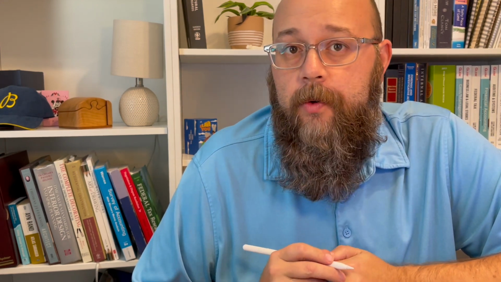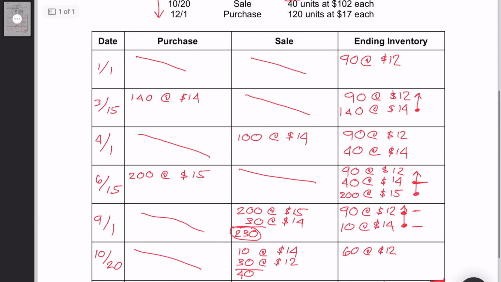There's going to be a little bit more work that goes into the cost of our goods sold. We're going to have to go back to each time we sold something, come up with the costs for each of those items, and then add them all together. So let's take a look at how that works. All right, so my first one here, we had 100 units at $14. That means we're going to have a cost here of $1,400 total cost. Now for the next one here, we have 200 units at $15, which means we're going to have a cost of $3,000.